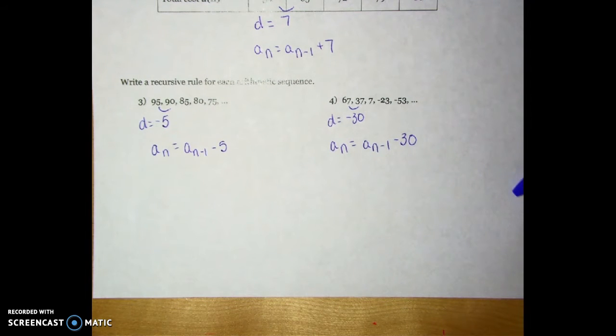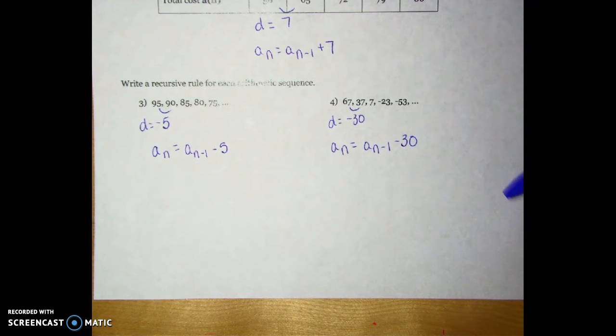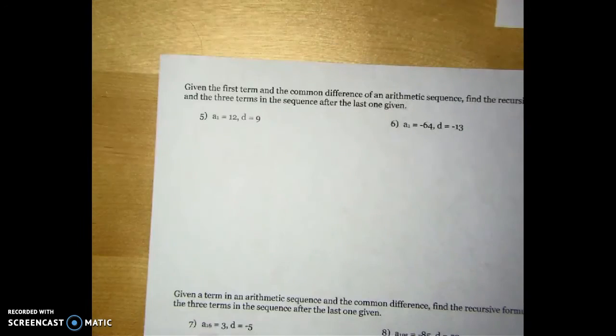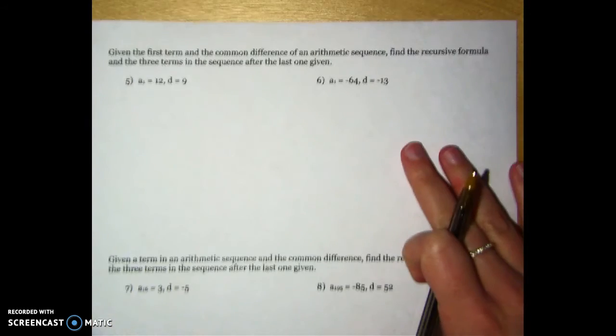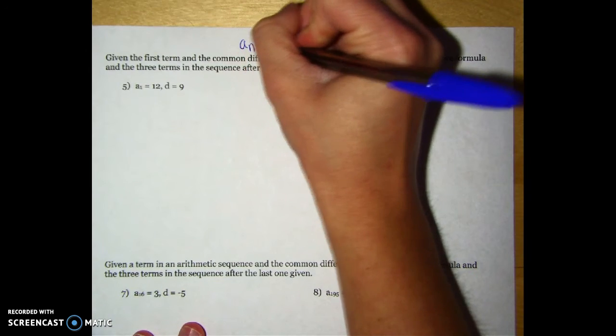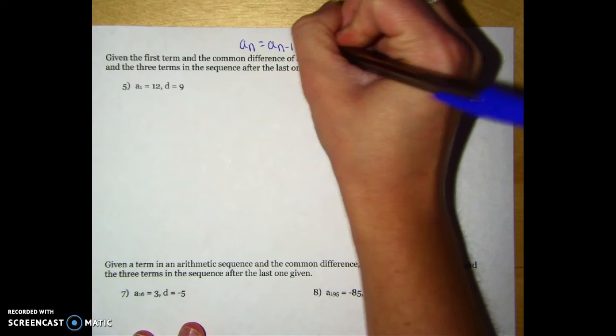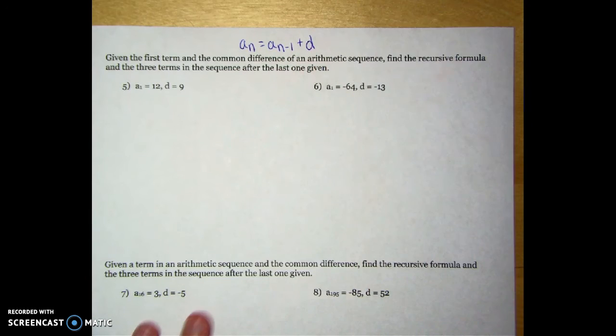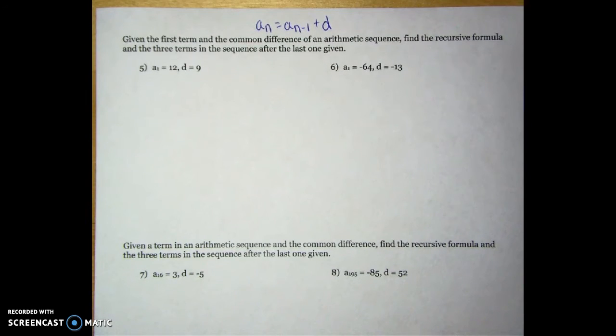Okay, hopefully that wasn't too bad, but now on the back we're actually going to do some math, which I know you're super excited about. Okay, for all of them back here we're going to be using the a sub n equals a sub n minus 1 plus d. And let's see, it says given the first term and the common difference of an arithmetic sequence, find the recursive formula and the first 3 terms in the sequence after the last one given.